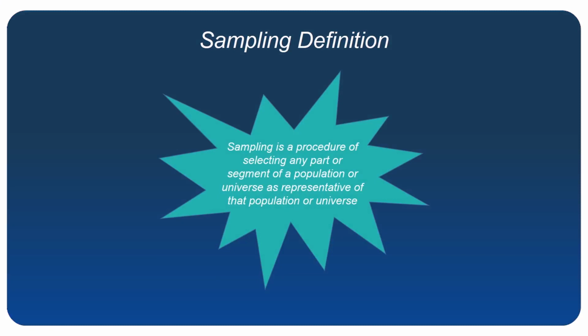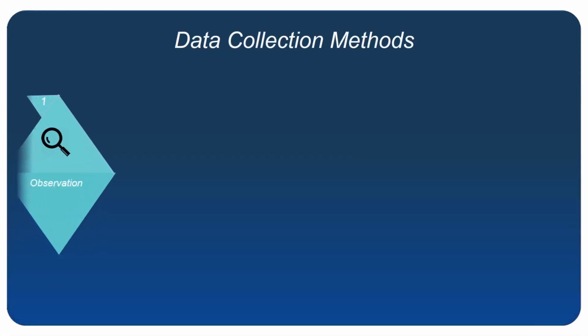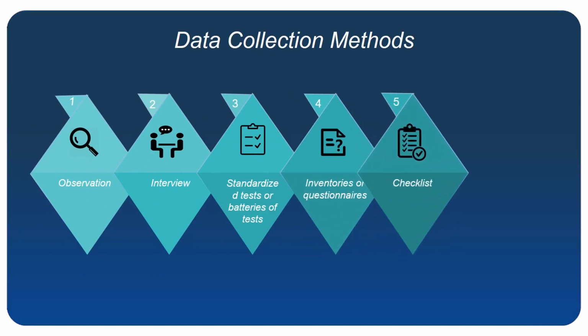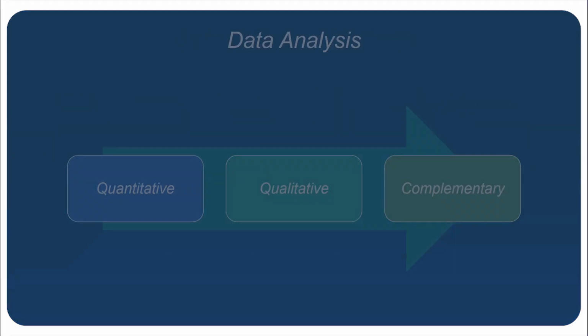From here, we move on to sampling. Sampling is a procedure of selecting any part or segment of a population or universe as representative of that population or universe. Broadly, there are two methods, namely probability sampling and non-probability sampling. Details, I think, will be given separately, and these are the methods: observation, interview, standardized tests or batteries of tests, inventories, questionnaires, checklists, and so many more methods are there in social science research.